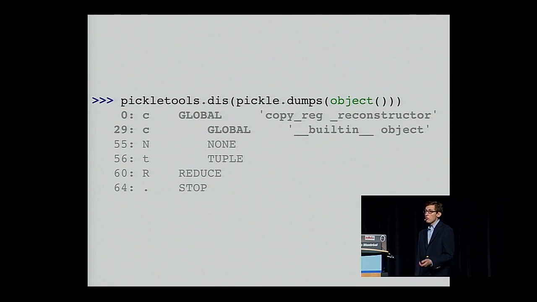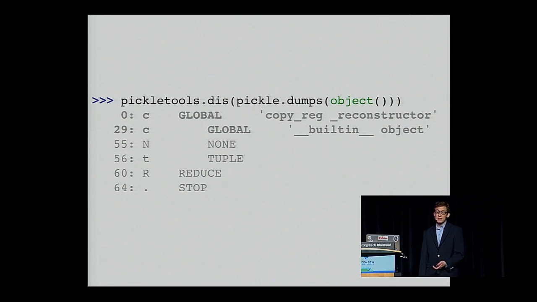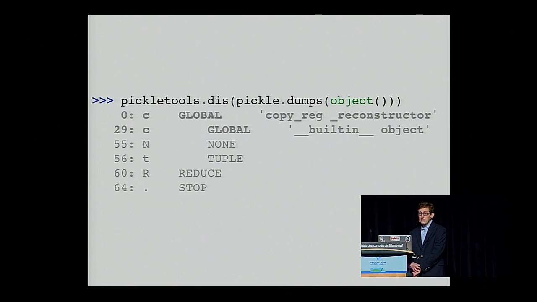And global references a module name and the function within that module. So the Python standard lib includes a module named copyreg with a function named under reconstructor, and this will be called to create it. The next item we have is the type. So just like what we created, we have an instance of under built-in object. And then the arguments to create it are none. We create a tuple out of it. And then we call this reduce thing, and we're done.